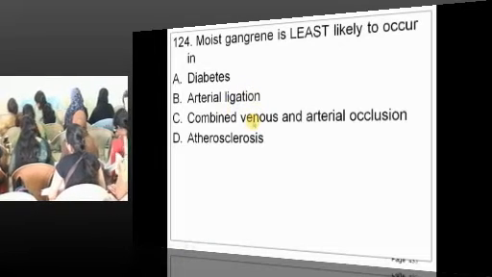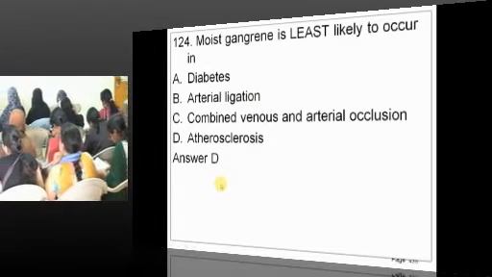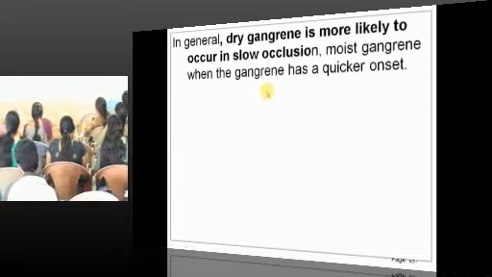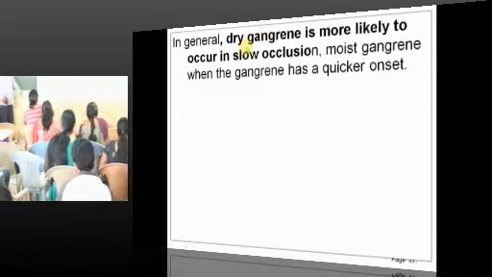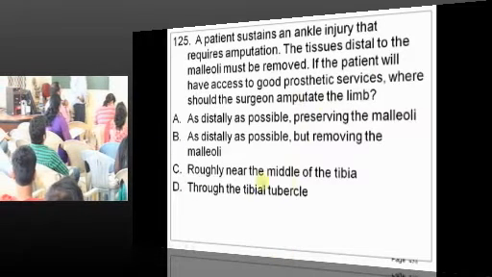Moist gangrene is least with... Whenever gangrene develops acutely it will be moist. Any gangrene that develops slowly, with slow occlusion, is going to be a dry gangrene, is what you need to remember.